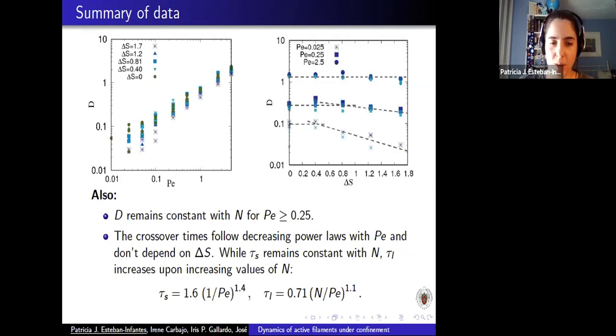As for the crossover times, we found that they were all independent of the entropic barrier, and they follow decreasing power laws with the active force, because the active force accelerates any dynamic change in the polymer. But we also find that the long crossover time, the second one, also depends on the number of monomers of the polymer, because in the end, it is the time the polymer takes to fully expand in the channel and start to explore through the bottlenecks.